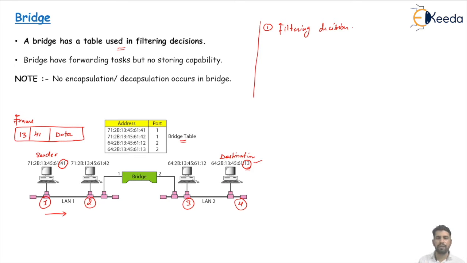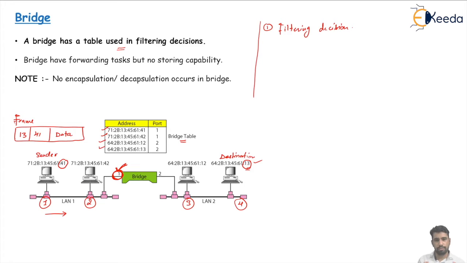All the stations in LAN 1 see that frame and match the destination physical address with their own physical address. Because no one has the same physical address, all the machines or stations in LAN 1 will discard the packet. Finally, the packet will reach port number 1 of the bridge. Port number 1 of the bridge accepts the frame and matches the destination in the table, one by one matching is done.